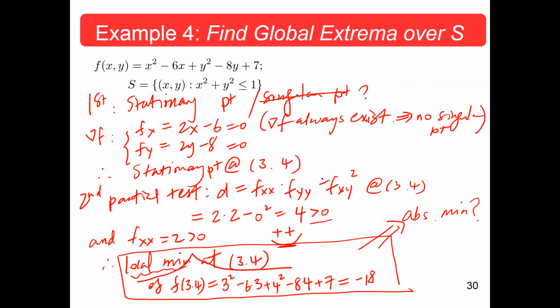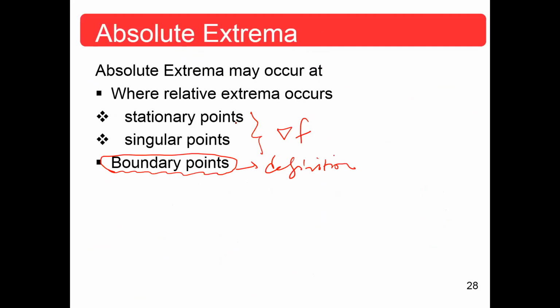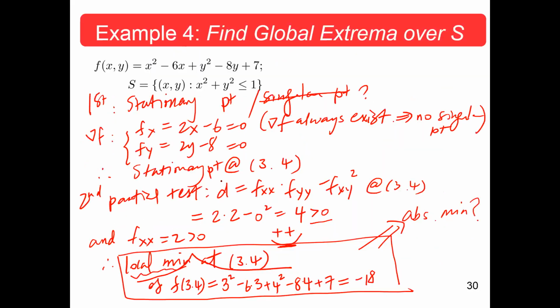Did I copy the wrong question here? Yeah, 3/4 is the local min. Remember, 3/4 is the stationary point. Right? We first consider the stationary points to find the local extrema, and then we consider the boundary points. Okay, so step 1 is about a stationary point, right?